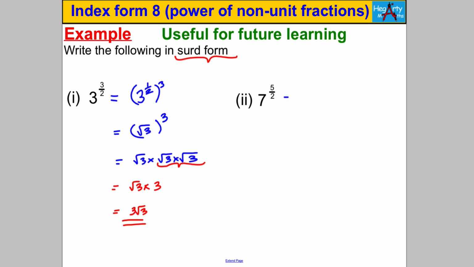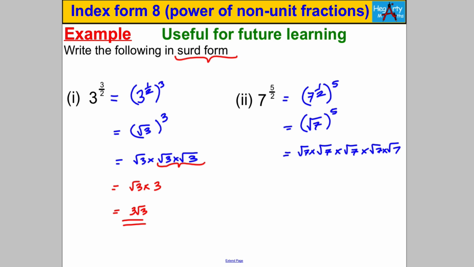Let's have a go at this one. 7 to the 5/2. What does that mean? Well, it means 7 to the half, all of that to the power of 5. Now 7 to the half means the square root of 7, and it's to the power of 5. Now let's write down what this actually means here. This means root 7 multiplied by root 7 multiplied by root 7 multiplied by root 7 multiplied by root 7.